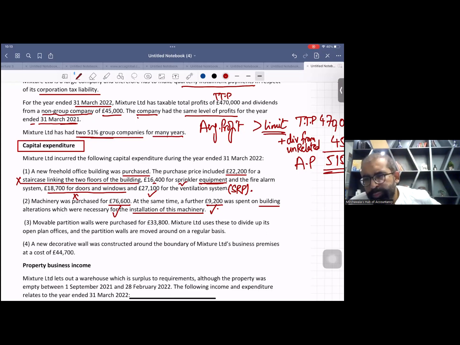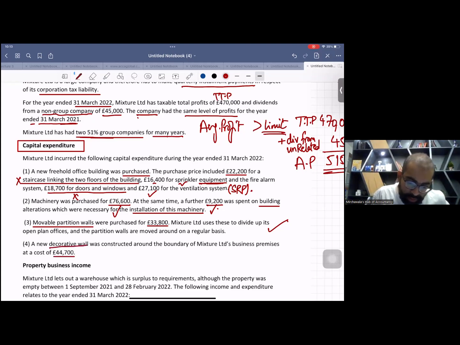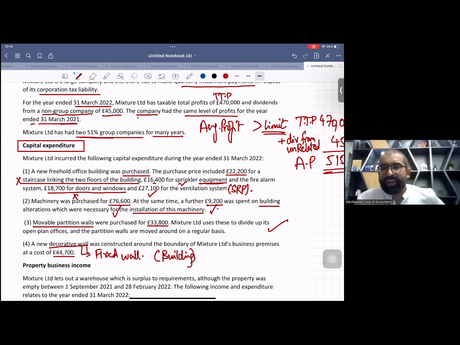Again, one thing from the old course, previous past papers. Movable partition walls were purchased for 33,800. Yes, movable walls are always part of plant and machinery. Now, next. A new decorative wall was constructed at the boundary of the business premises at a cost of 44,700. A decorative wall is a fixed wall, and you know, a fixed wall is part of the building. A movable wall is part of plant and machinery. A fixed wall is part of the building.